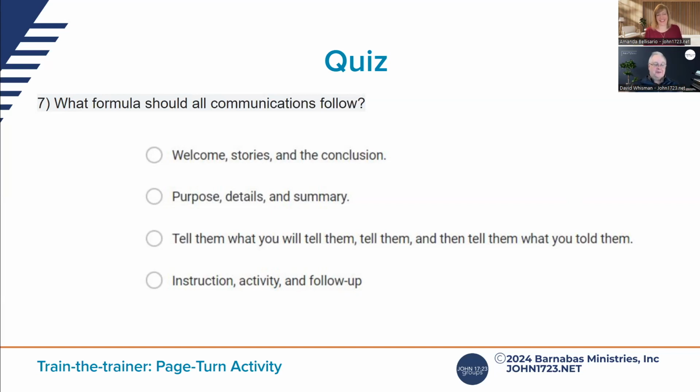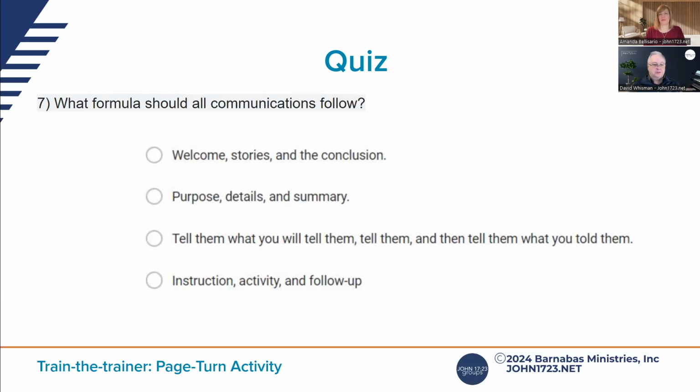Well, the thing here is when I first started training, one of the pieces of advice I was given from an experienced trainer was always start by telling them what you're going to tell them. Then tell them, and then tell them what you told them. And if you think about any communication, it could be written, or it could be verbal, or it could be a training.